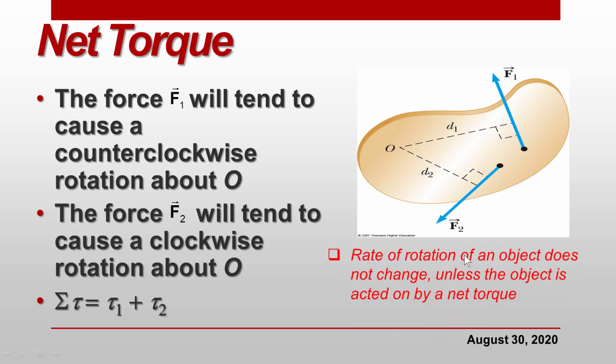And the rate of rotation of an object does not change unless the object is acted on by a net torque. So whenever a torque is applied, the rate of rotation of the object changes. So if there is no net torque, there will be no change in the rotational acceleration. So torque is a must to produce a change in the rotational velocity of an object.